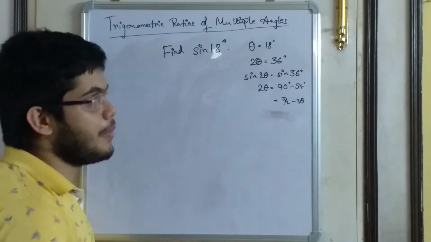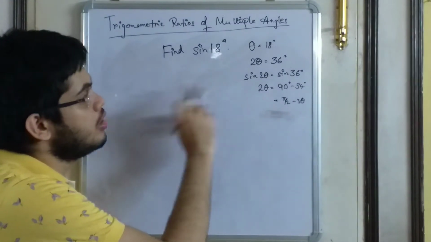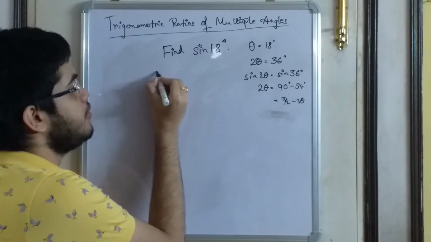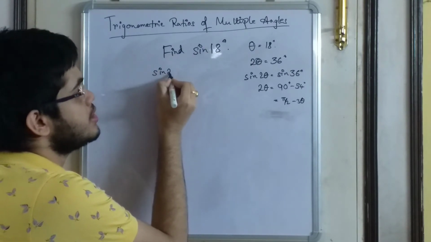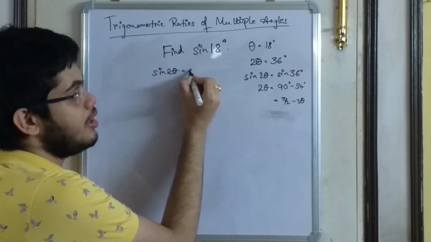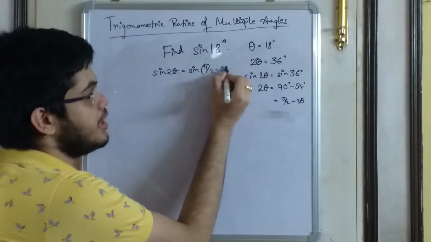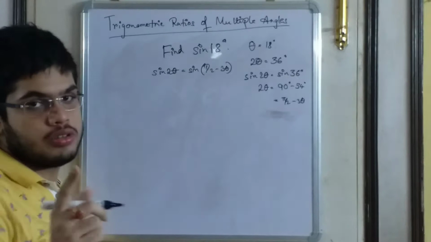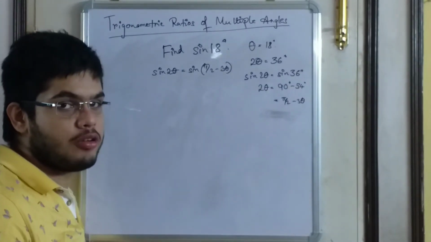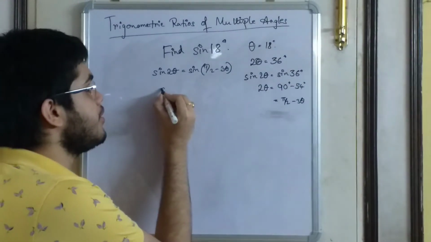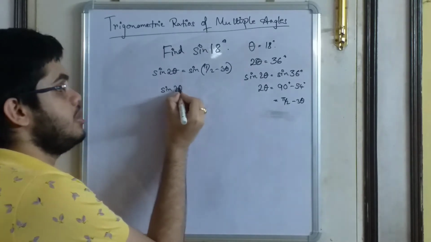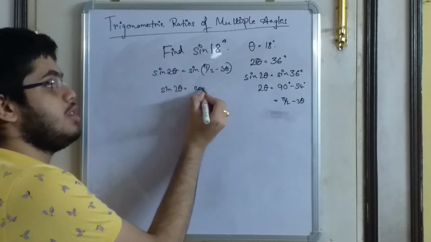2 theta is equal to pi by 2 minus 3 theta. So now taking sine on both sides, we will get sine 2 theta is equal to sine of pi by 2 minus 3 theta. And now you all know that sine of pi by 2 minus theta is equal to cos theta. So we can write sine 2 theta is equal to cos 3 theta.